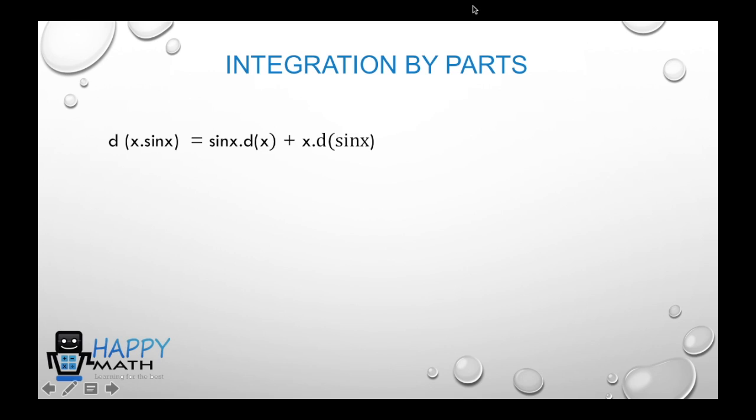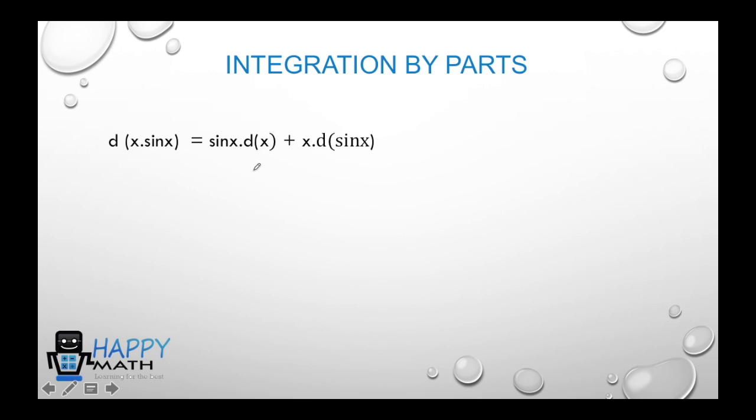First of all, I want to differentiate the main function x times sin x. So x times sin x is a function with two main functions, one of them is x and another one is sin x. So when you take the derivative of this function, you have to take the main functions one by one. First of all, you differentiate x. So the first term is sin x times dx.